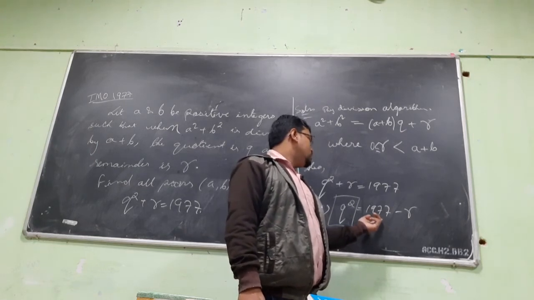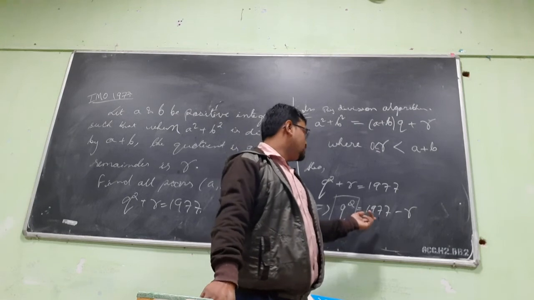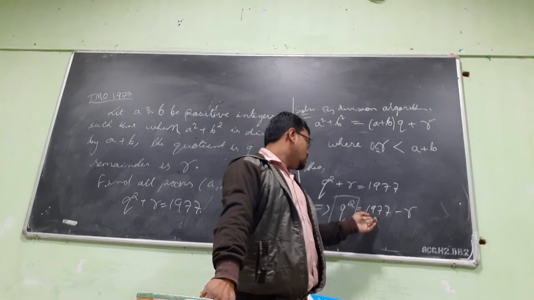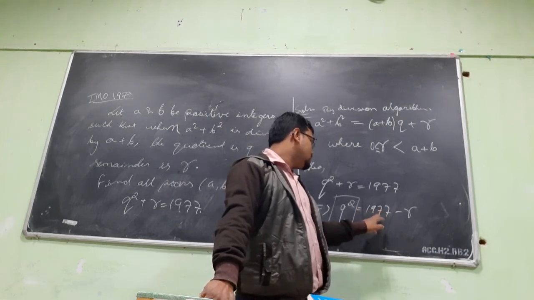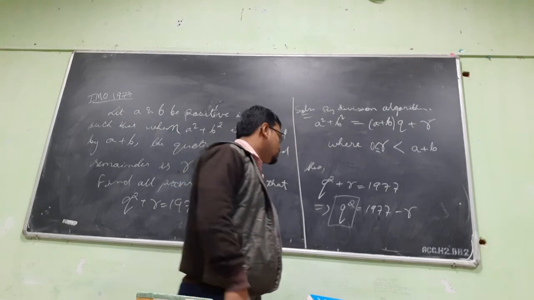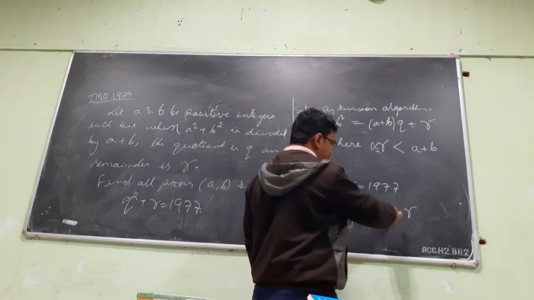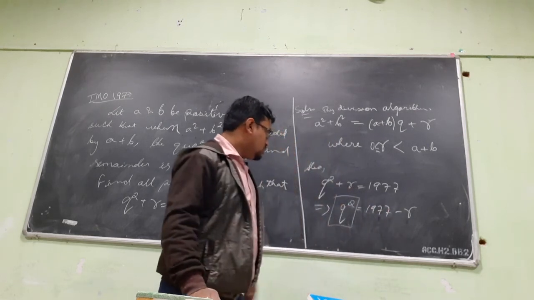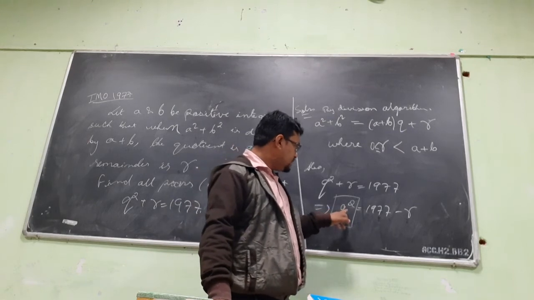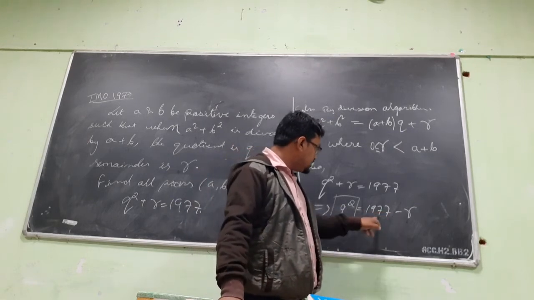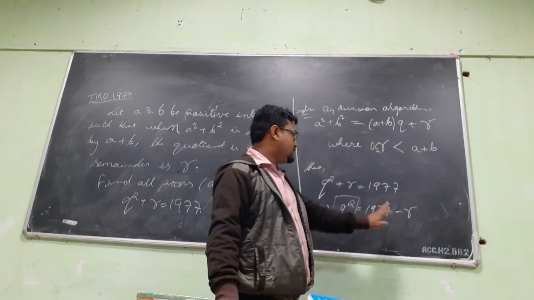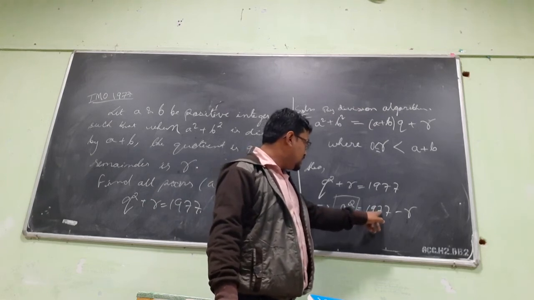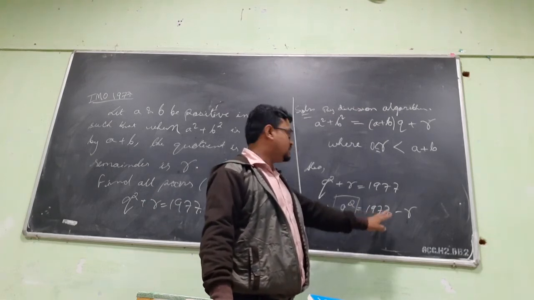Maximum, the square is something like 50 square. 50 square is 2500, so not that, much less than that. You try to find what are the possible values of R for which 1977 minus R might be a perfect square. If Q is 1, then R is 1976. If Q is 2, then it is 1977 minus 4, so R is 1973, like that.